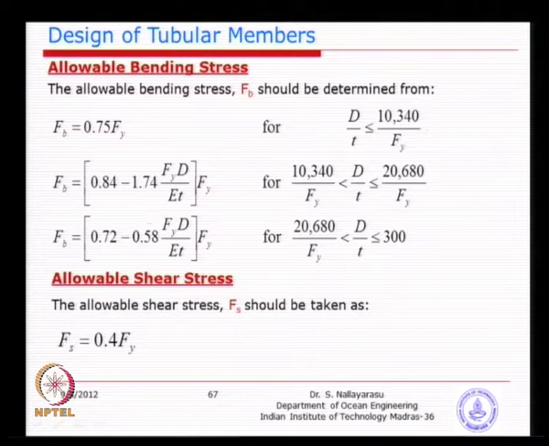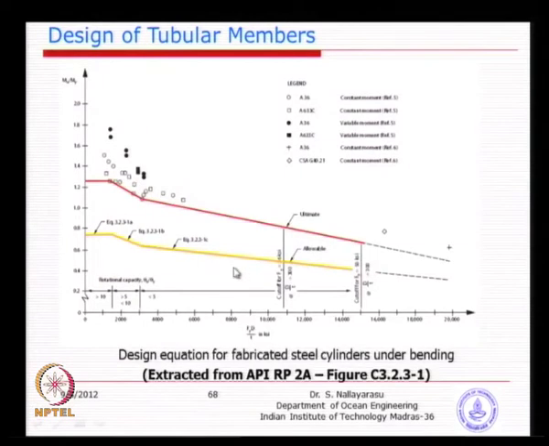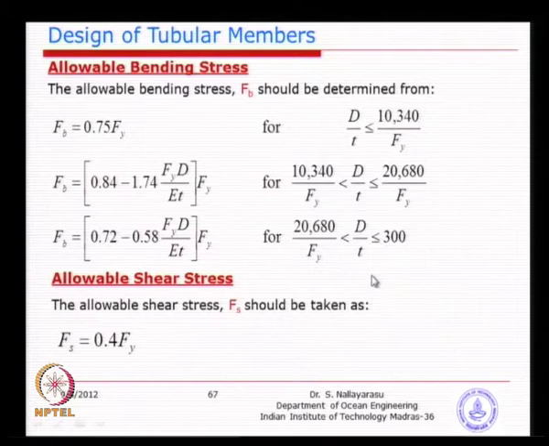So, basically it is a quite straightforward calculation of allowable bending stress. You take this 0.84 minus this; as the d by t ratio increases, the deduction factor will increase, so the net factor will come lower, multiplied by fy. Similarly, here is the next range, because if you see this graph, there are 3 linear parts, one is this part, second is this part, third is the last part, and that is why you see here first, second and third. Allowable shear stress is straightforward, 40% of yield, no issues.